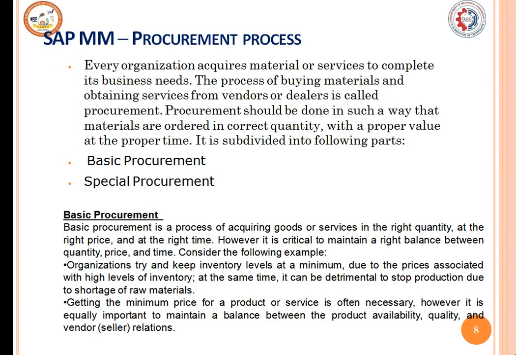So when you procure, you need a basic procurement process. Under the basic procurement process, they are supposed to take care of how to get the materials, whether they are available in the local market or you have to procure from other countries. You have to plan that. So in basic procurement, the goods must be of the right quantity, right price, and must be at the right time. The organization must try to keep inventory levels at the minimum because of fluctuating prices in the market, and they have to give a competitive price in the market. So the basic procurement must happen.